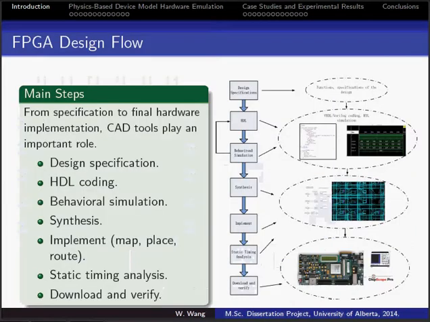The FPGA design flow begins with design specification and HDL coding. Also, behavioral simulation should be performed as well as synthesis. Implementation contains map, place, and route. Also, static timing analysis should be performed. After all these have been done, the generated bitstream file should be downloaded to the FPGA board to verify.